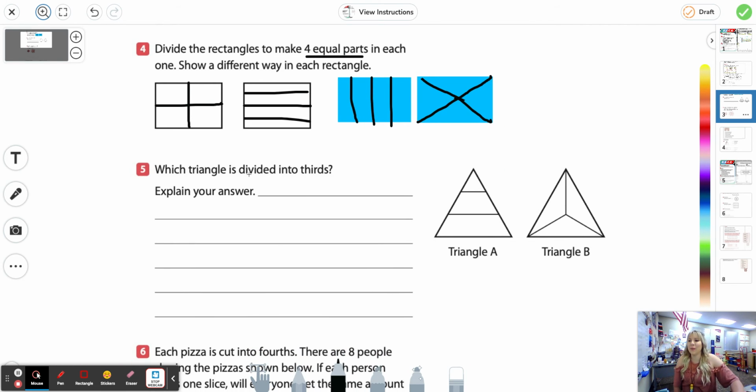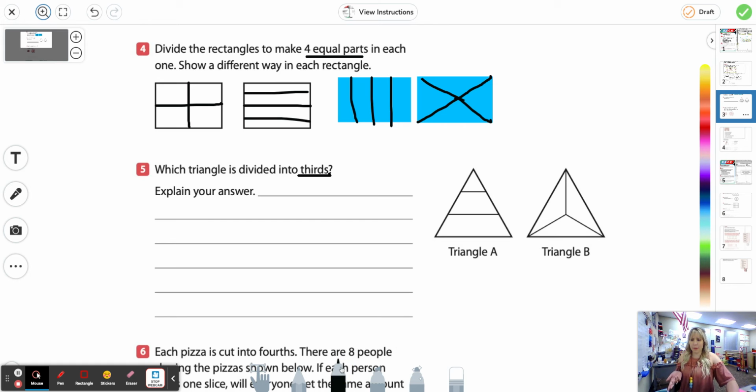Question 5 asks, which triangle is divided into thirds? Remember, thirds is 3 equal pieces. And then explain. Well, let's look at triangle A. There's 1, 2, 3 pieces. Okay. Triangle B, 1, 2, 3 pieces. They each have 3 pieces. But I remember something. I remember that thirds have to be equal pieces.